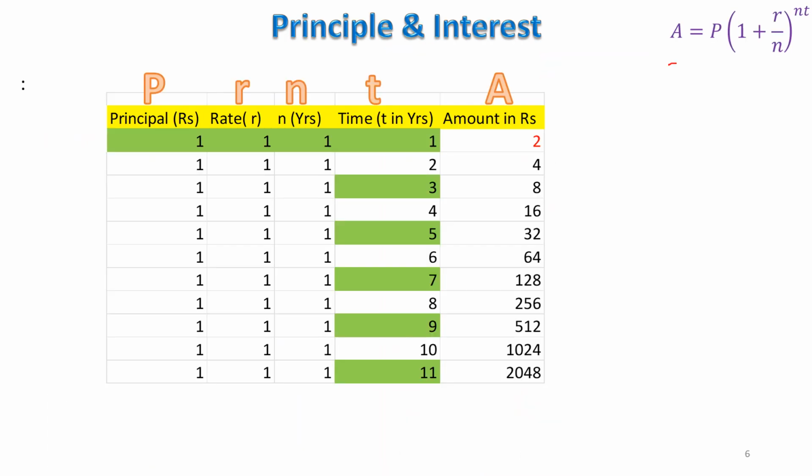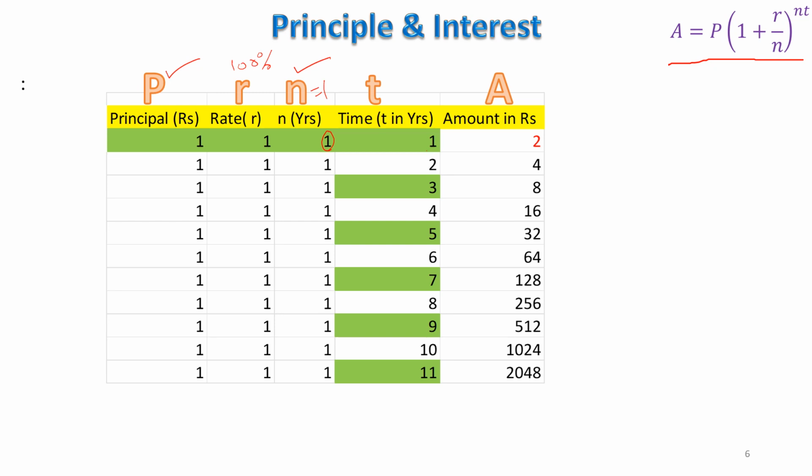Now let us explore this formula. A is equal to P inside bracket 1 plus R by n to the power nt, and the principal we are selecting from this column, rate of interest is 100% all the time. N is the frequency of compounding, and here we are keeping the frequency of compounding 1 throughout in this particular discussion. And now we are ruling over time.